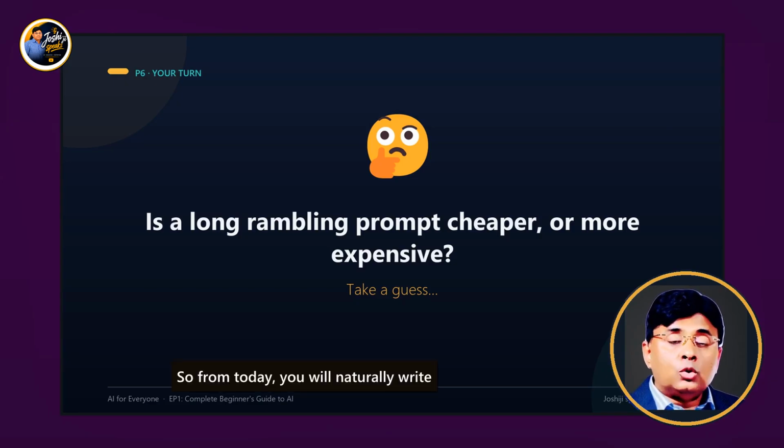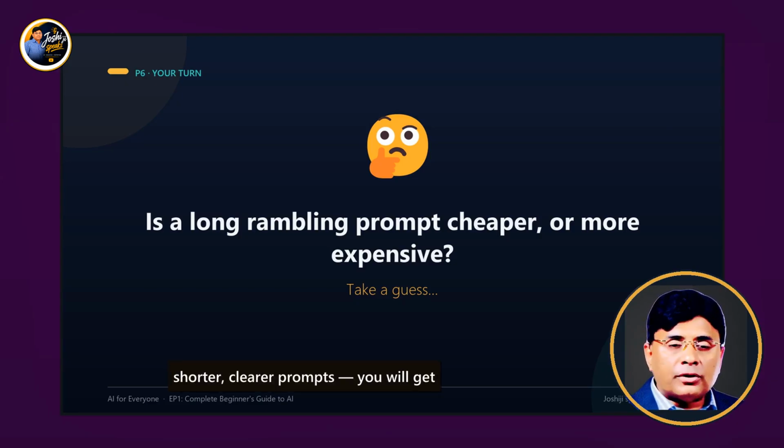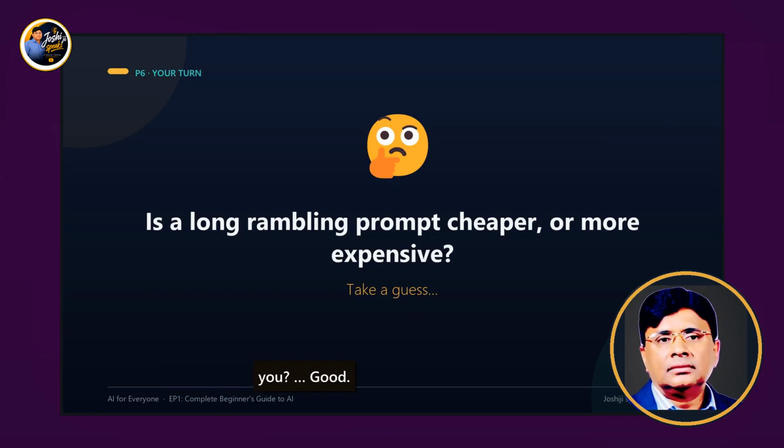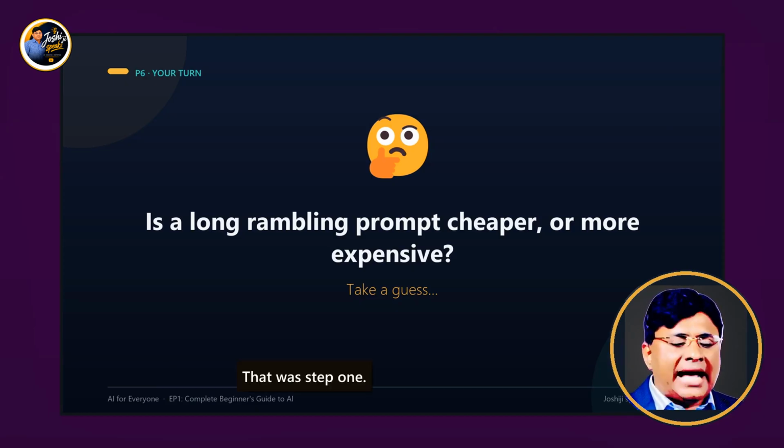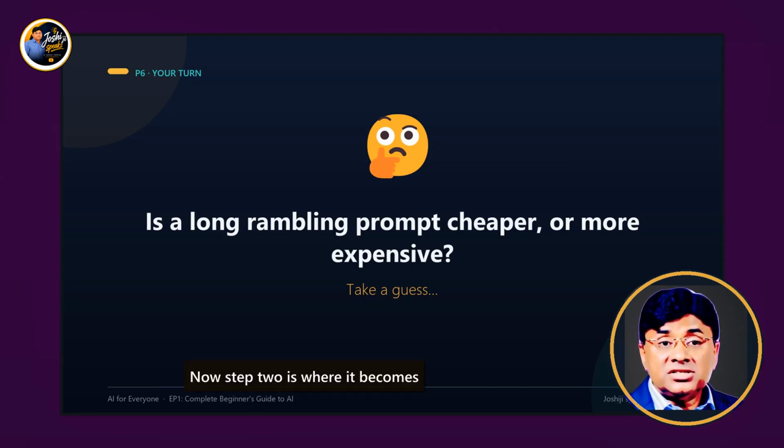So from today, you will naturally write shorter, clearer prompts, you will get better answers, and you will save money. See how knowing the inside already helps you. Good. That was step 1. Now step 2 is where it becomes truly beautiful.